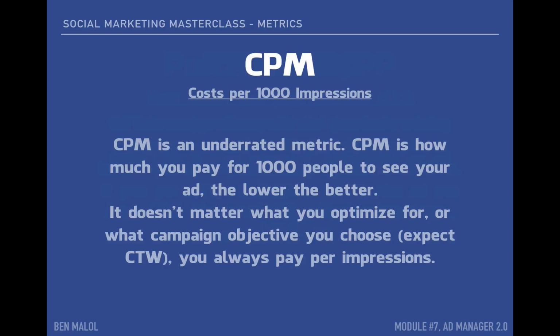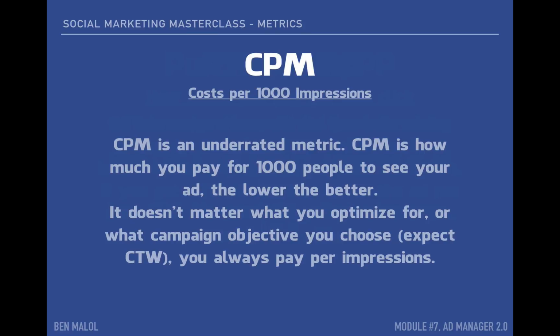So it doesn't matter what you optimize for or what campaign objective you choose, except clicks to website and video views if you pick a certain objective. But basically, 99% of the time, you pay for impressions. It doesn't matter what you optimize for. You're getting charged on impressions. You're not getting charged on how many people buy from you, how many people add to cart, or how many leads you achieved. You're getting charged on the amount of impressions your ad gets seen.